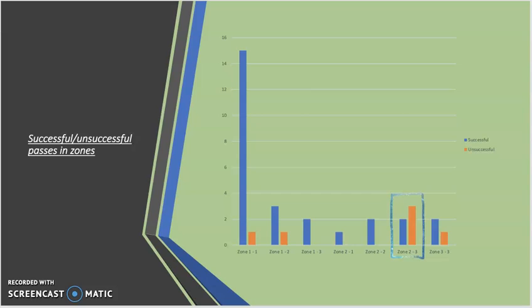With 3 out of 5 passes in that zone being unsuccessful, meaning they had a 60% unsuccessful rate in that zone, which, when it's a zone that has a chance of scoring, could be potentially costing the team a goal or two, which could be the demise of their loss.